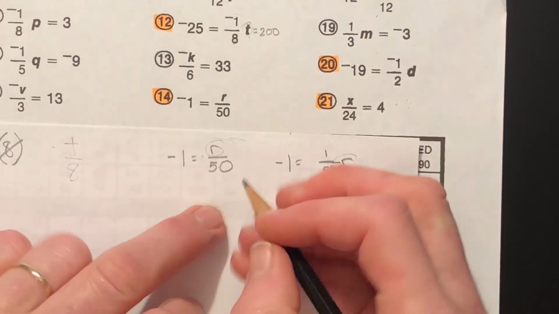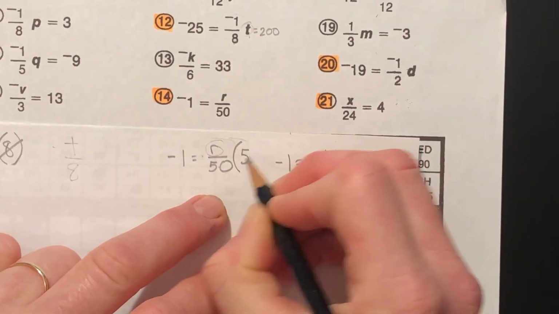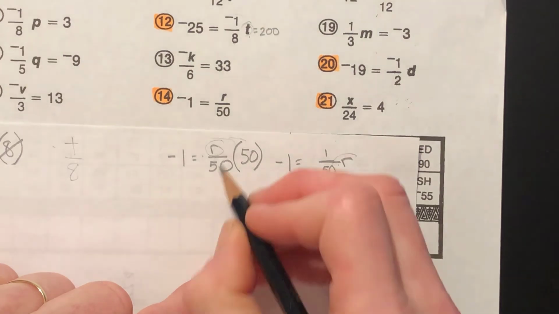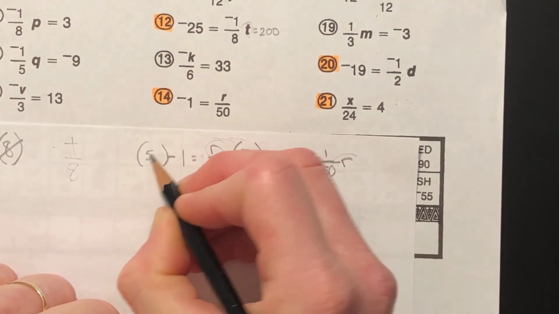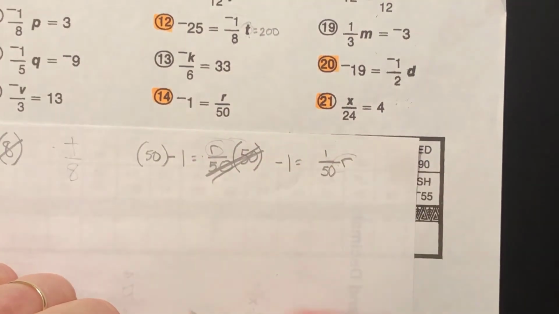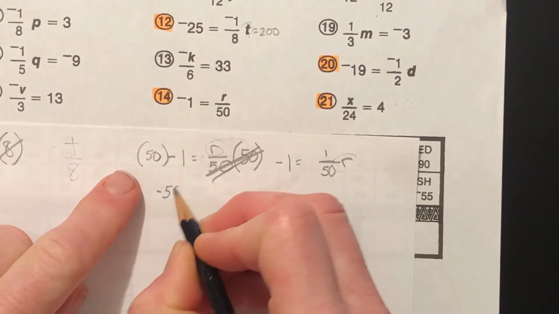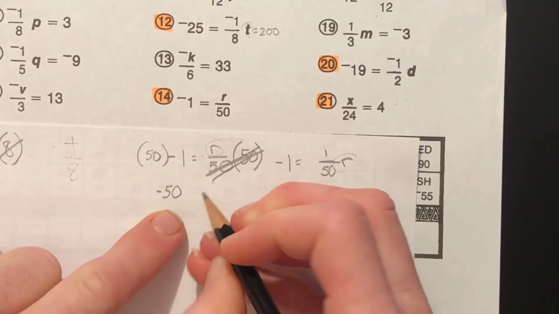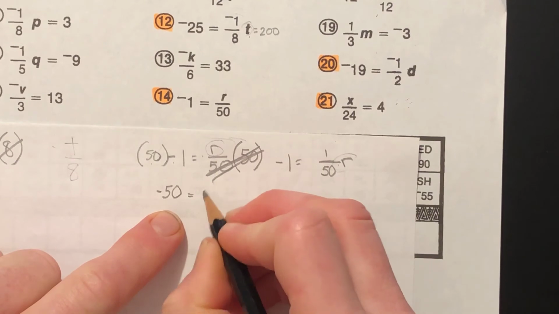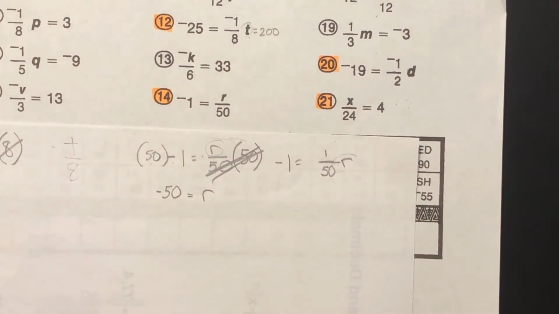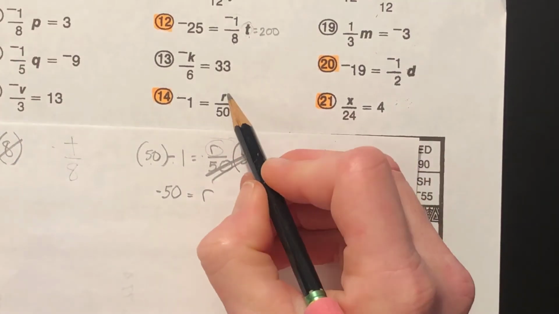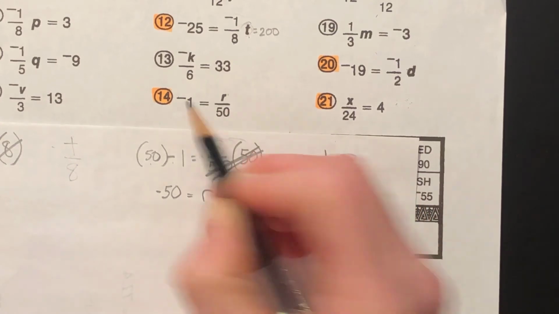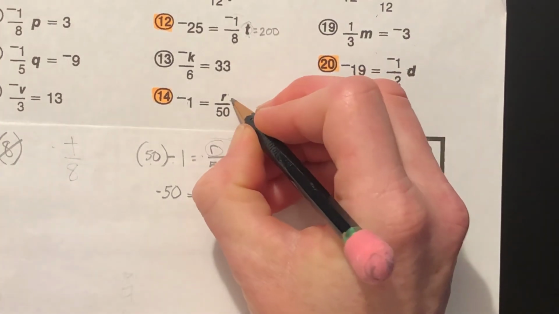Anyhow, the steps to solve them are exactly the same too. I will multiply both sides by 50 so I can get rid of the fraction and get just the r by itself. That cancels out. I'm left with negative 50. 50 times negative 1 is negative 50 equals r. Well, I have a final answer. Well, that was easy. And that makes sense. Negative 50 divided by 50 is negative 1. That definitely makes sense.